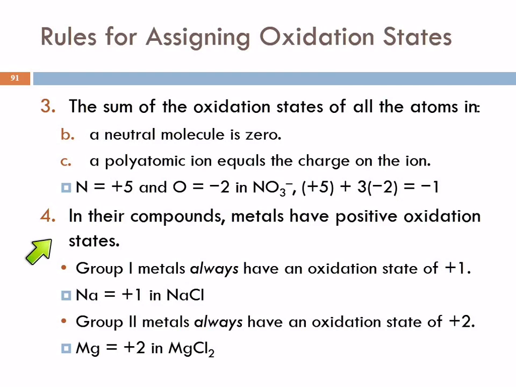So in compounds, metals have positive oxidation states, just like metals always have positive ionic charges. Group 1 metals are always going to be +1. Group 2 metals are always going to be +2.